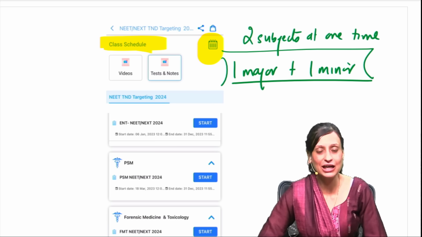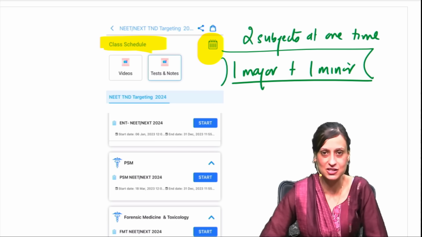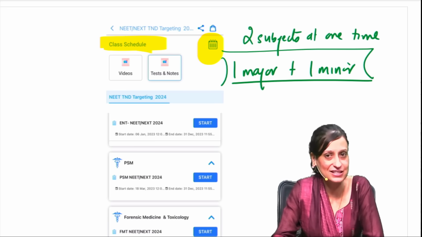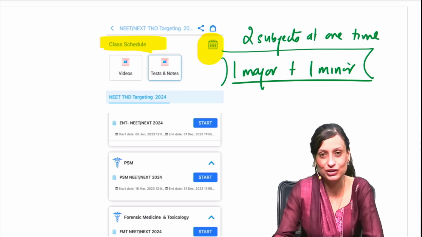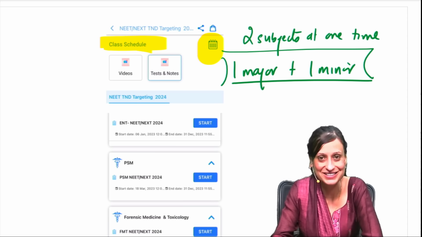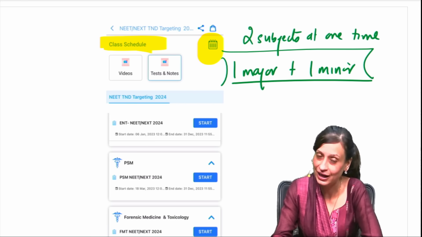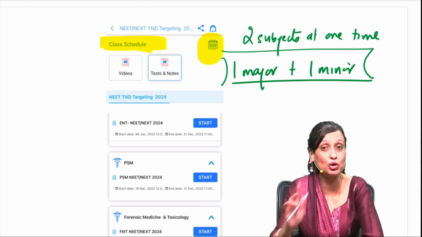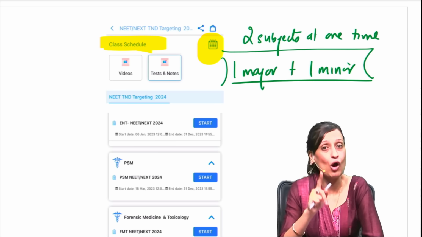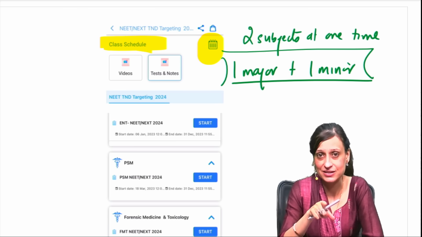So this is a very common doubt that students often ask me, ma'am, that ENT test is coming. I don't need 6 days for it. I can finish ENT in 3 days. Can I do something else? So my answer is yes, you can cover something else, but provided you perform optimally in the ENT test.